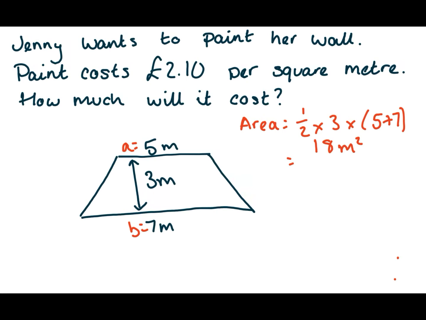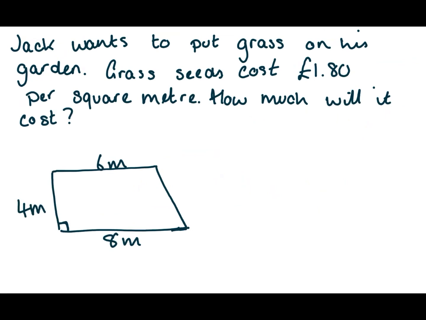So if it's £2.10 per square metre, then we need to multiply that £2.10 by the number of square metres. So we're going to do cost equals 2.1, or £2.10, times 18, and that gives us £37.80. Now if you have a go at this one yourself, and I'll go through it in a second.